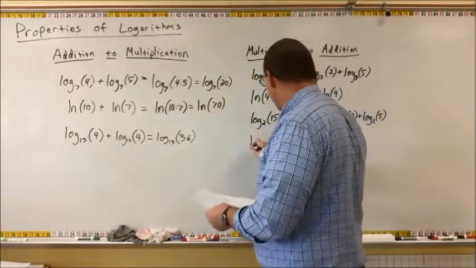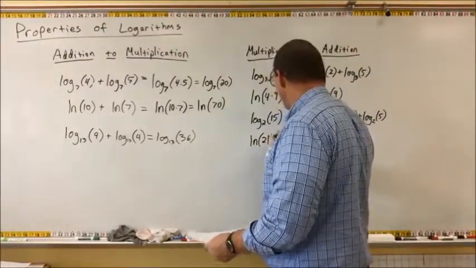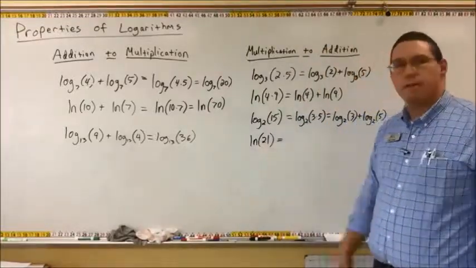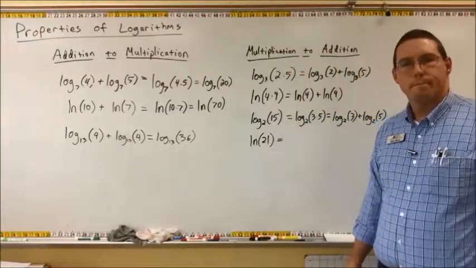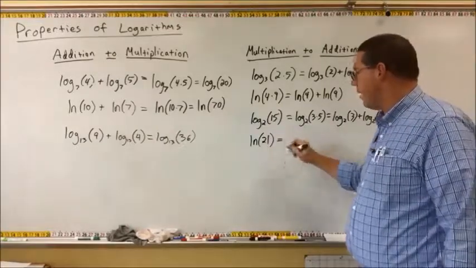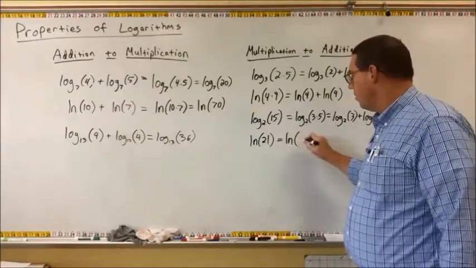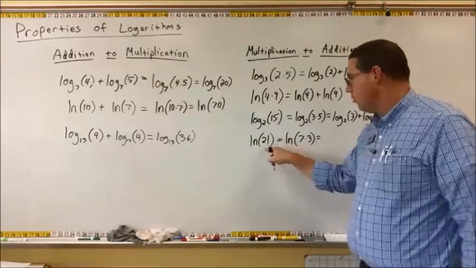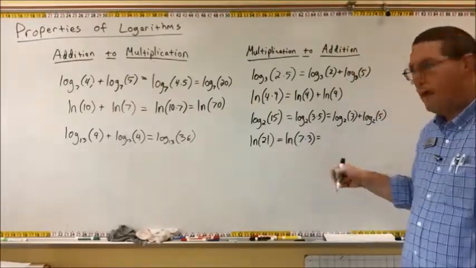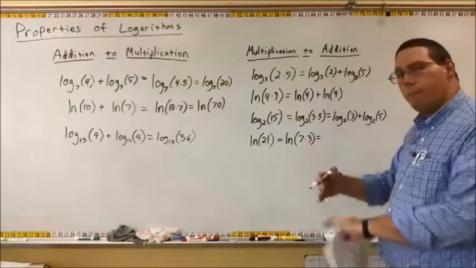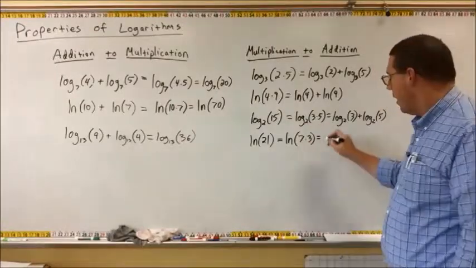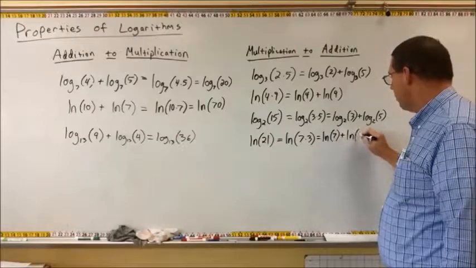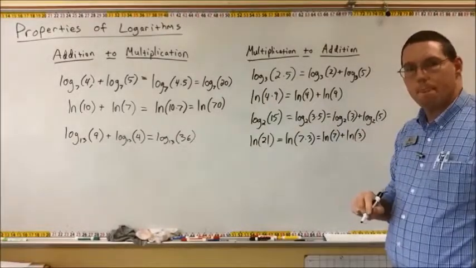What if we had the natural log of 21? Do this one on your own. Go ahead and pause and see if you can break this apart. All right, well, what does 21 break down into? Isn't 21 the same thing as 7 times 3? Isn't that the same thing? 21 is equal to 7 times 3. And now that it's multiplication, we can break it apart into addition. And now it becomes the natural log of 7 plus the natural log of 3.